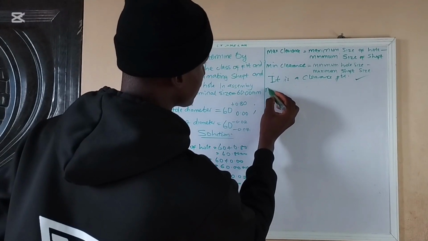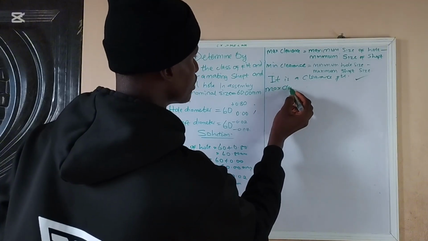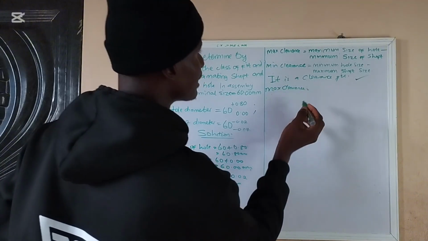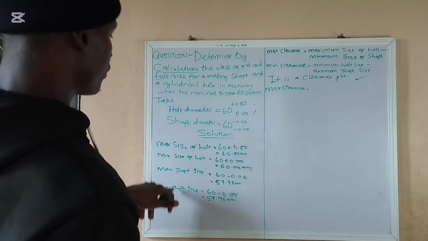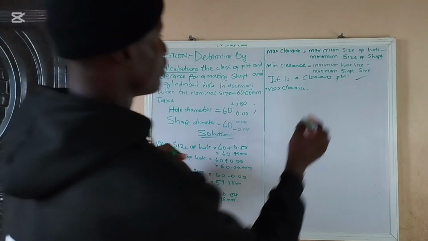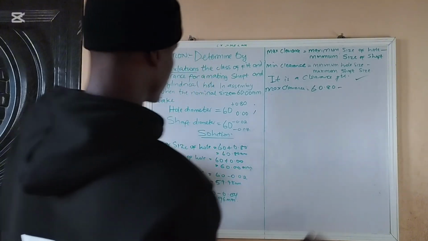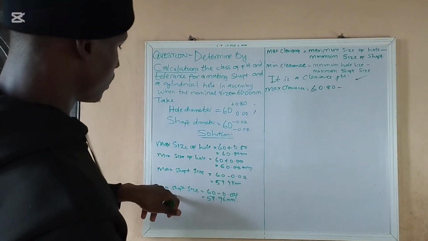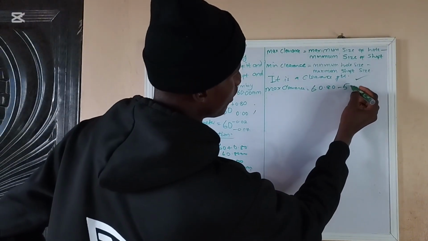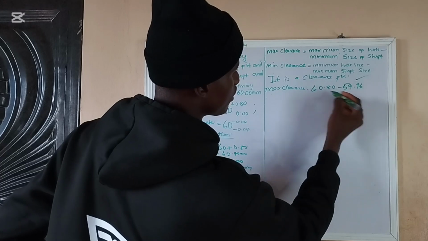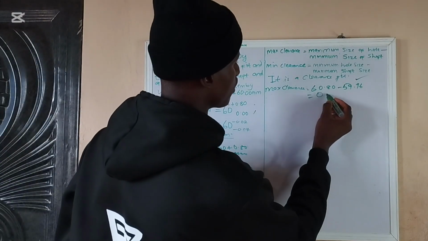Now let's find our maximum clearance. Our maximum clearance is equal to the maximum size of the hole, which is 60.80, minus the minimum size of the shaft, which is 59.96. So that will give us 0.84.